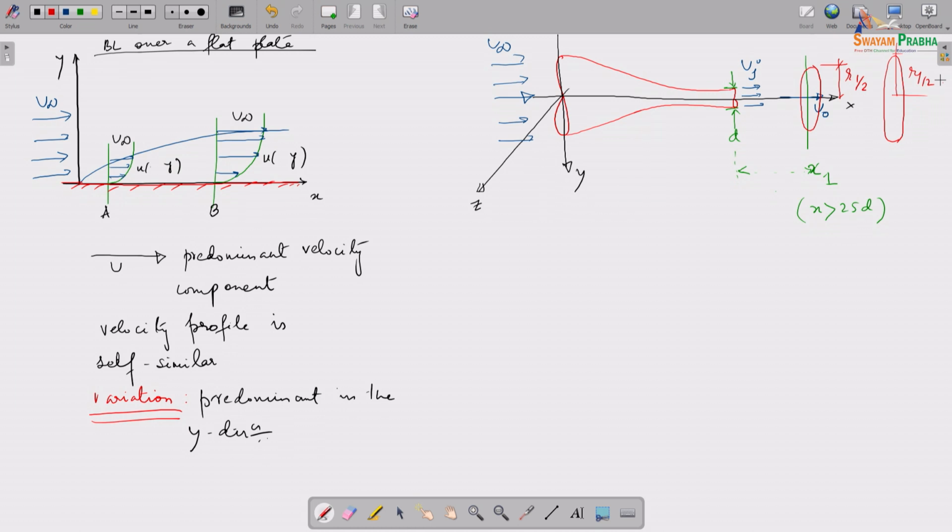Again, you could compare that with the boundary layer thickness, because what we have here is the boundary layer thickness, and you can see that this is also dependent on x. So r half is also dependent on x. Those are the kinds of similarities that we see between the round jet and the boundary layer over a flat plate. All right.